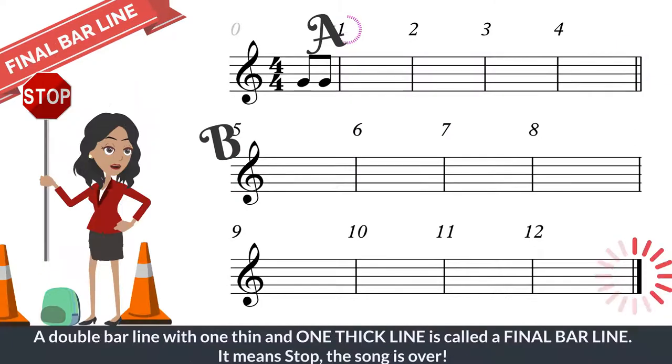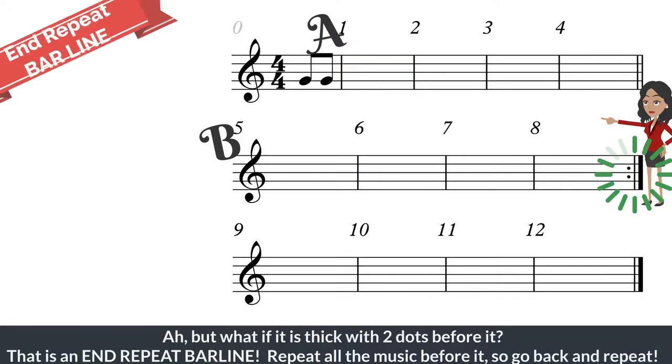A double bar line with one thin and one thick line is called a final bar line. It means stop, the song is over. But what if it is thick with two dots before it? That's an end repeat bar line. Repeat all the music before it, so go back and repeat.